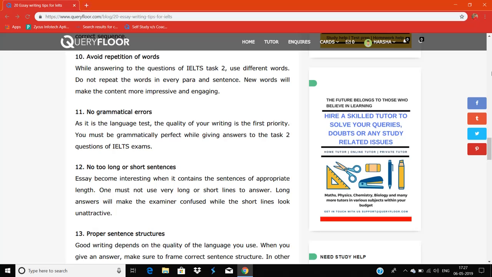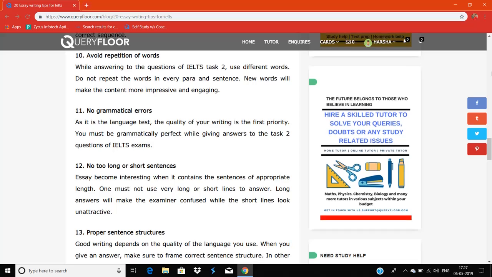Avoid repetition of words. While answering the questions, use different words. Do not repeat the words in each para and sentence. New words, new ideas should be introduced in every new para. So use new paras for new ideas and new words for each sentence. Make the content more impressive and engaging.